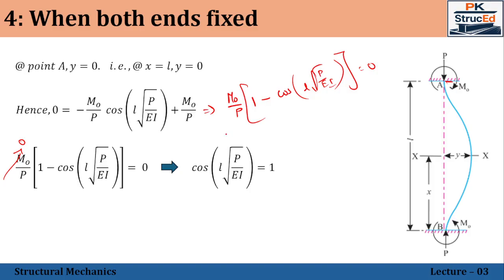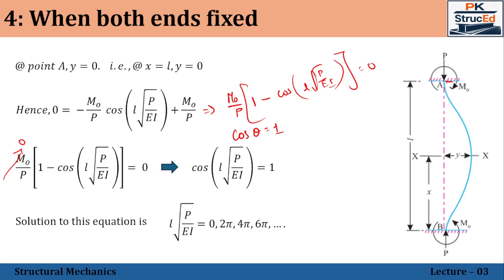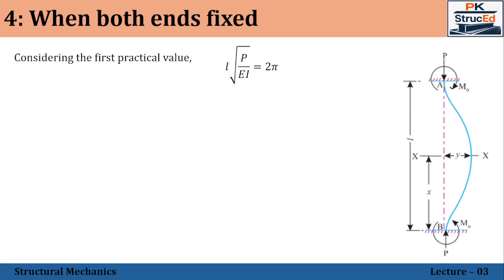So when we get cos theta equal to 1, that is the case. In that case, cos 0 will give 1. That is the primary case. So solving this equation, L root over P by EA will be equal to 0 or 2 pi or 4 pi or 6 pi, the even cases we can write. So taking the minimum value rather than going on with the 0, we are taking L root over P by EA equal to 2 pi.